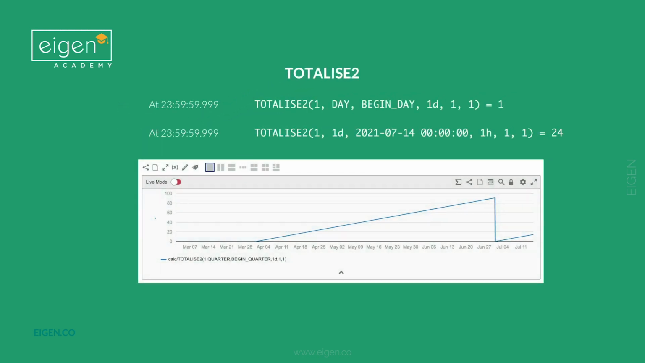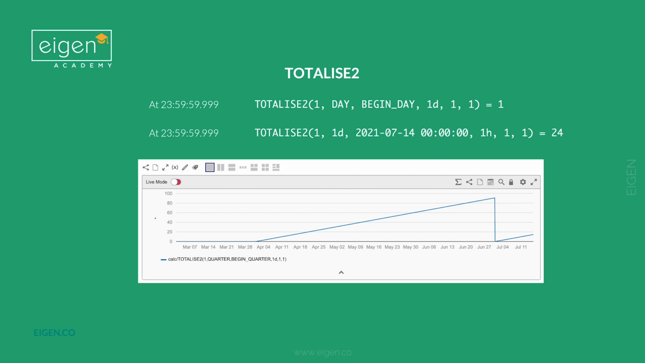So Totalise 2 has similar inputs. We could put things in the same format. If we look at the lower example here, the set of inputs look very much the same. We'll totalize 1 over a day, we'll anchor it at a certain point in time, and we'll say the data rate's an hour. Now I'll talk about the range totalize hint and single point totalize hint later.